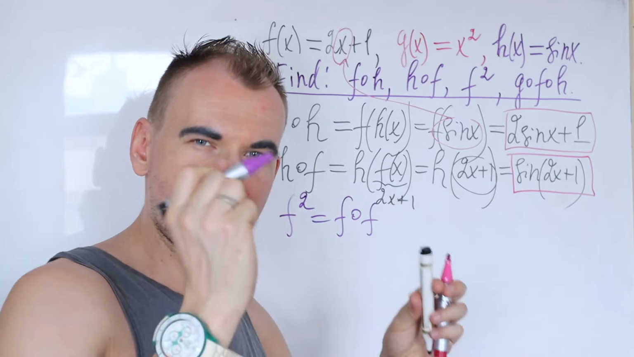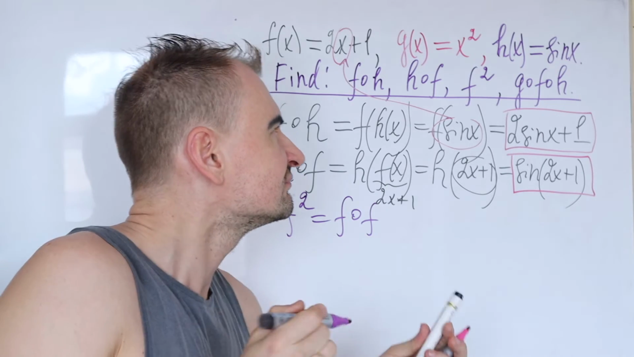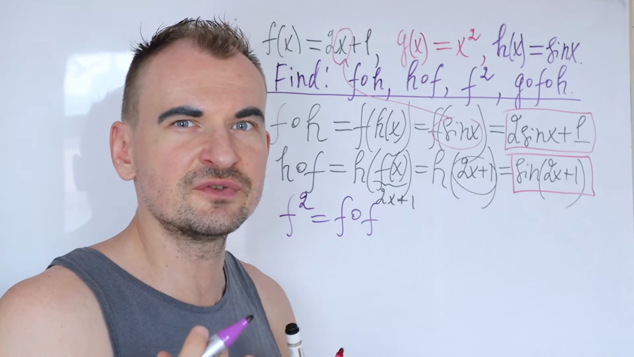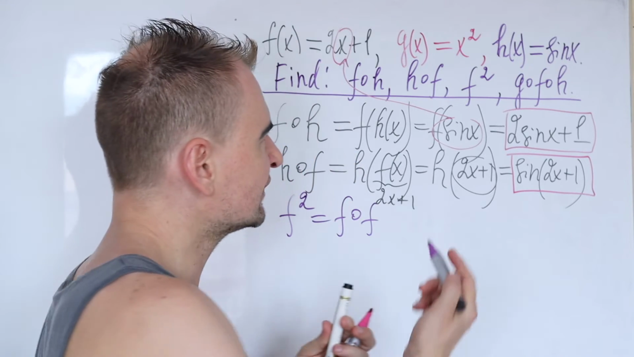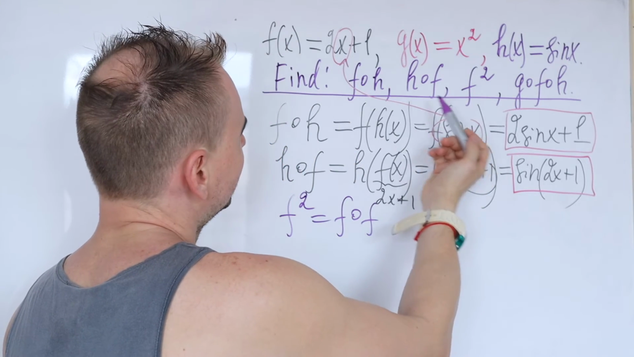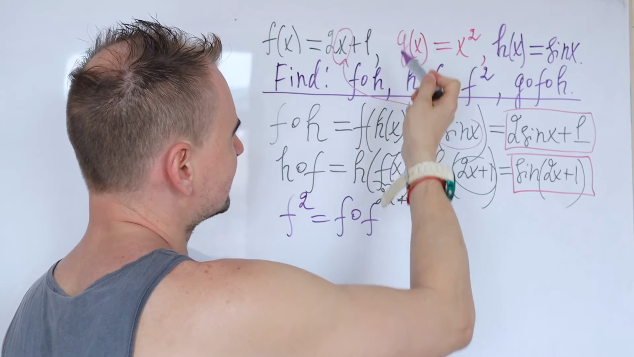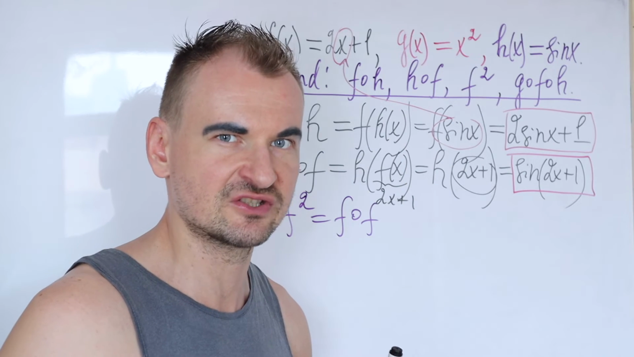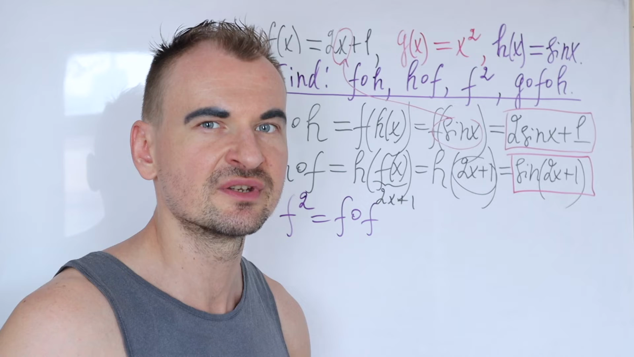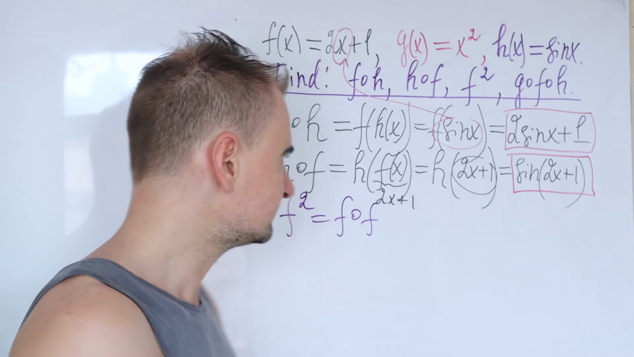So usually for f to the n, do not confuse it with a power. It's not a power. It's not f raised to the second power. This is different. It's the composition. It's usually used to mean the composition.